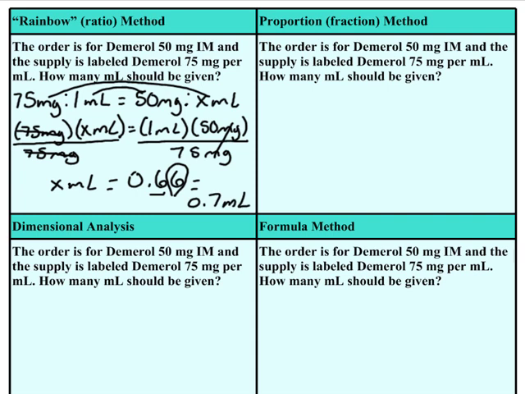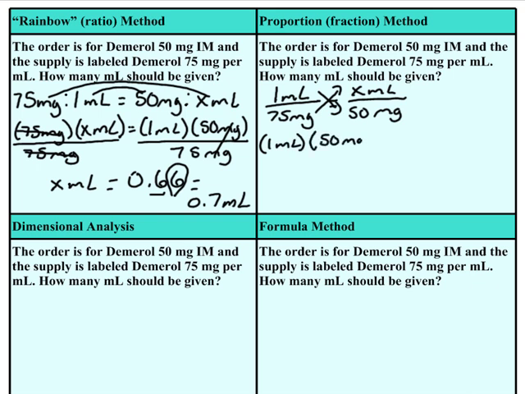We can also use the proportion or fraction method to solve this equation. We'll first set up a fractional relationship between milligrams and milliliters, and we know from the problem that 1 milliliter is equal to 75 milligrams. We're trying to find out how many milliliters are equivalent for 50 milligrams. We then can use cross multiplication to solve for our x. We will multiply 1 milliliter times 50 milligrams and set that equal to 75 milligrams times x milliliters.